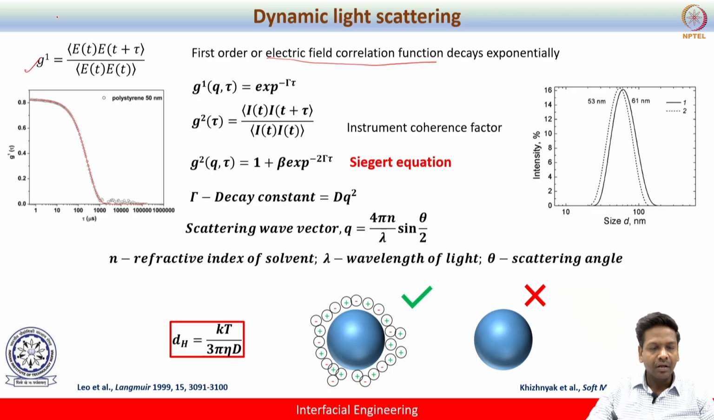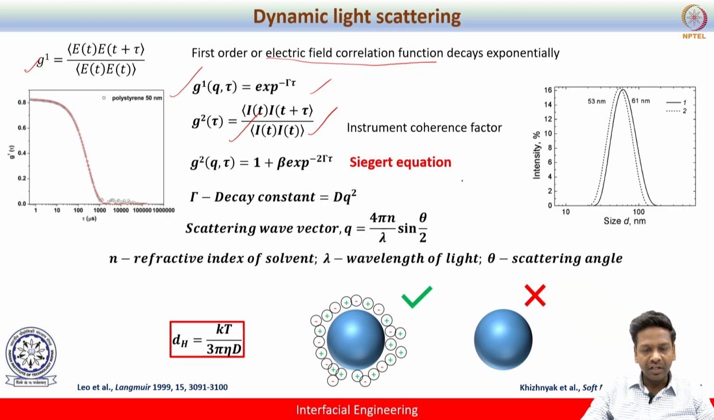There is something called G superscript 2. This is the intensity correlation function. So the autocorrelation function that we saw is nothing but the intensity correlation function. But fortunately, the electric field correlation function relates to the decay constant. So if you know the electric field correlation function, you can calculate the decay constant. Whereas what we get is the intensity correlation function, not the electric field correlation function.